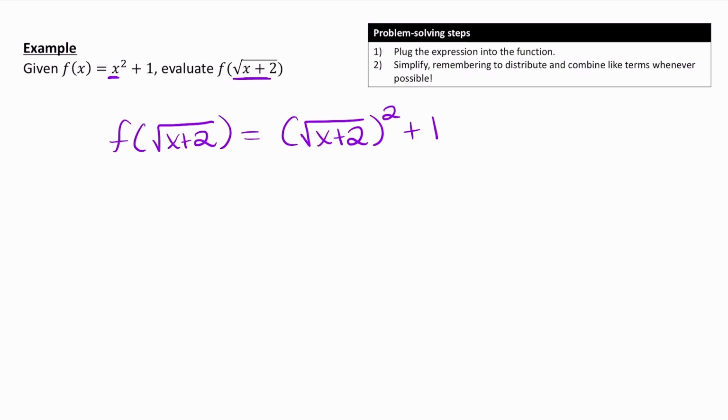Well, remember that squaring something and taking the square root are opposite operations, right? So these two operations are going to cancel each other out. All I'm going to be left with then is my x plus 2. So I have x plus 2 plus 1. And so I can now combine these like terms, right? I have a 2 plus 1 that will combine. And so that's going to give me x plus 3, which is now my simplified expression.